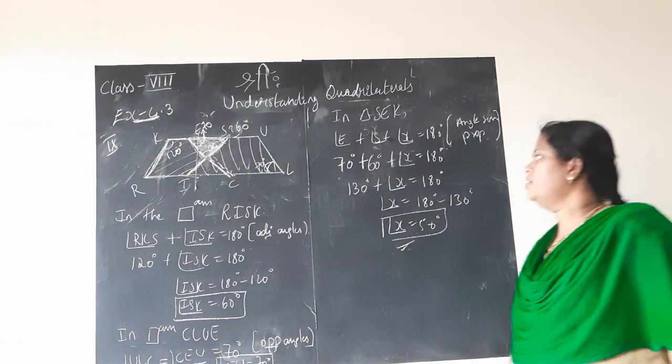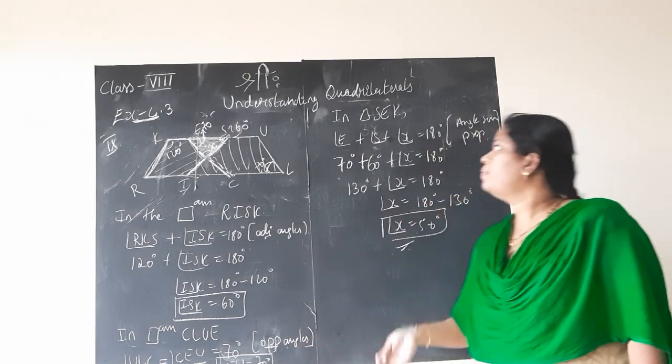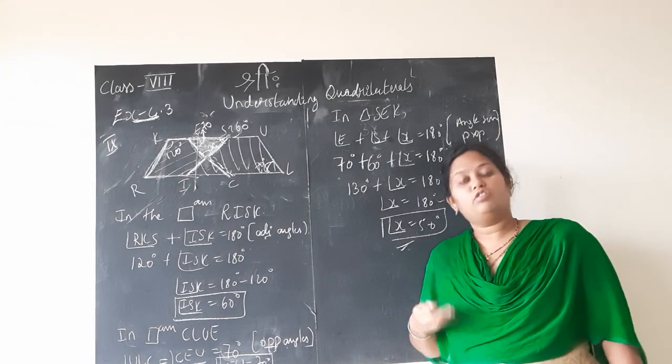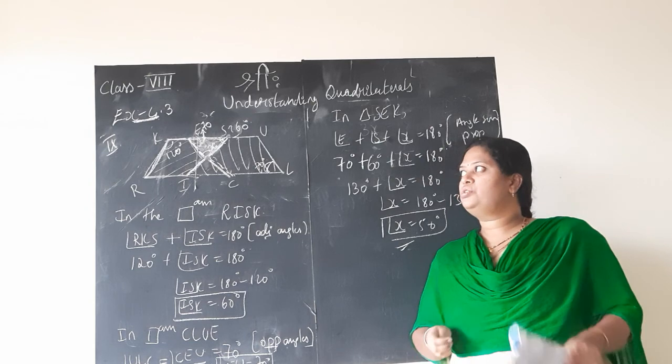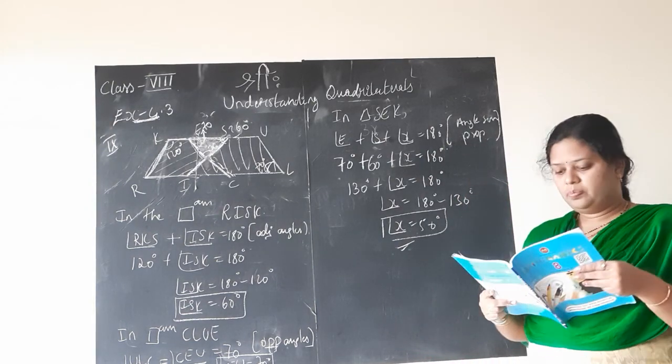So simple, no children? Again, see what did I apply? Adjacent angle property, opposite angle property, angle sum property. Am I using something new which is difficult or unknown to you? So simple it is. So you should be able to understand, children. That is about the 9th problem.